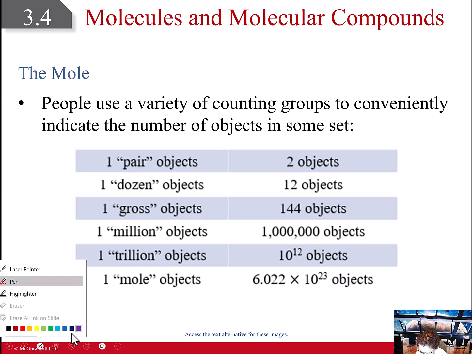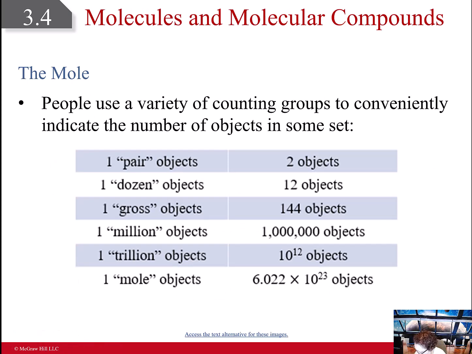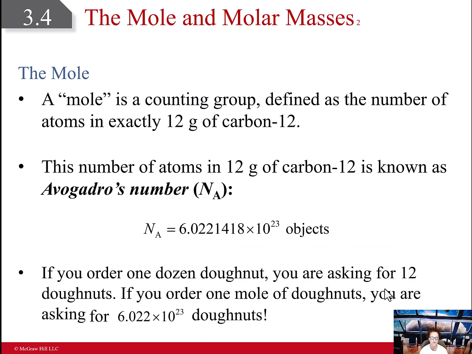So 6.022 times 10 to the 23rd is a mole of something, and it doesn't matter what it is. It can be a mole of donkeys, it can be a mole of molecules, it can be a mole of whatever. It's the same as saying that you've got a dozen of something, you've got a mole of something.